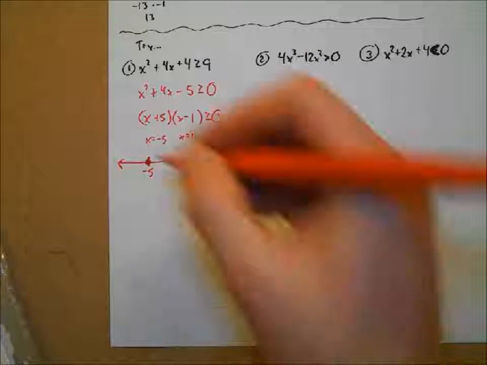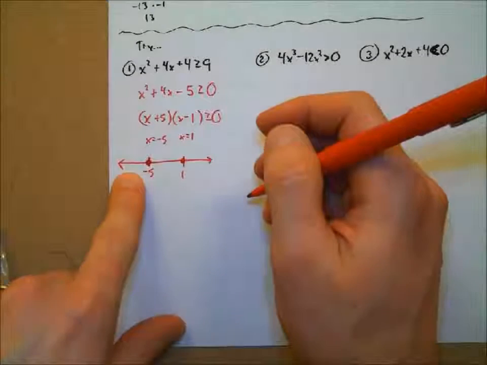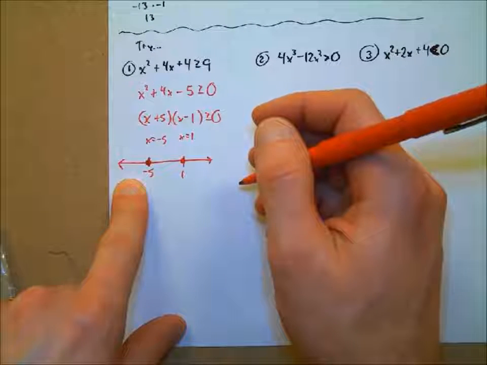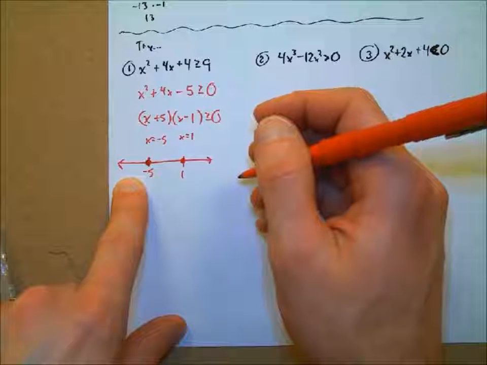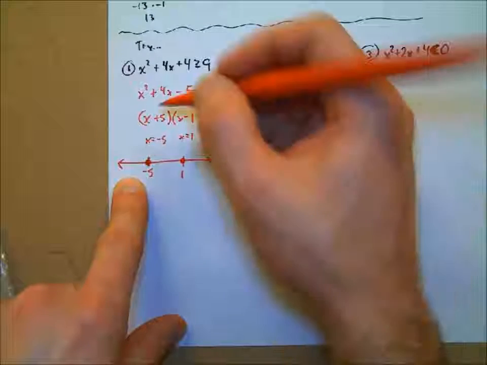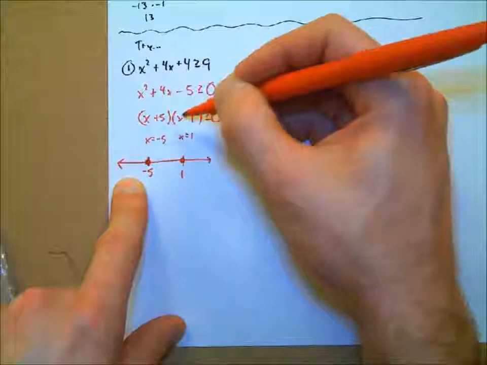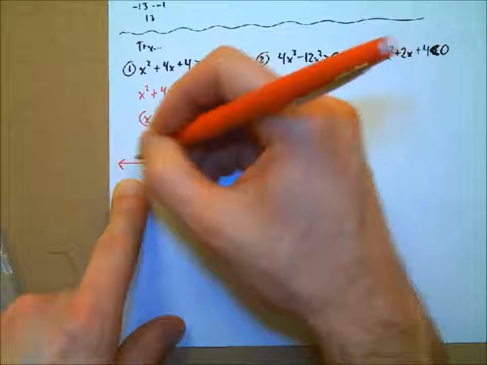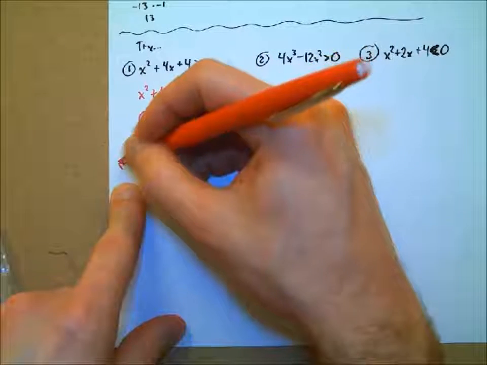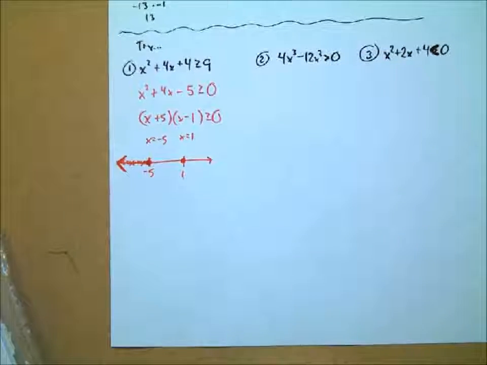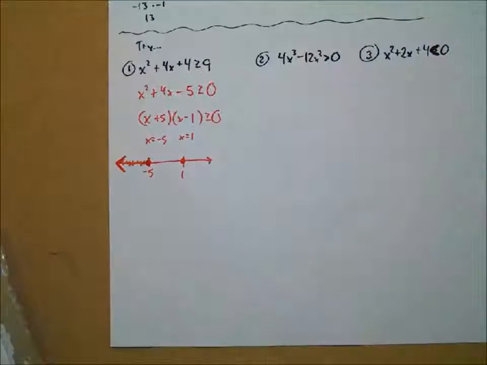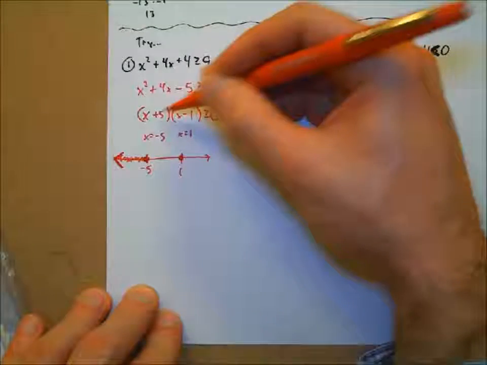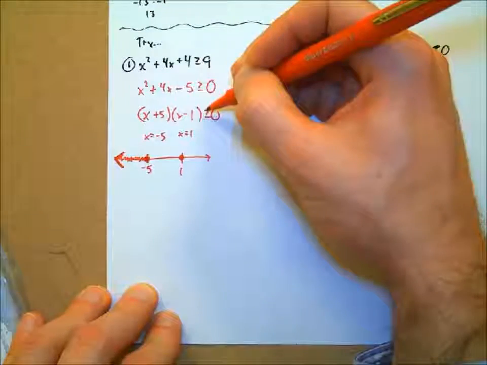So did you test some numbers in here then? Yes. All right, so what did you test here? I tested -6. Did you get that interval to work? Yes. -6 plus 5 is -1. -6 minus 1 is -7. Negative times a negative is positive. So it looks like that interval should work there, right? Okay. And then what did you check in here? 0. Great idea. So 0 plus 5, positive. 0 minus 1, negative. Positive times a negative is negative. Not greater than or equal to 0.